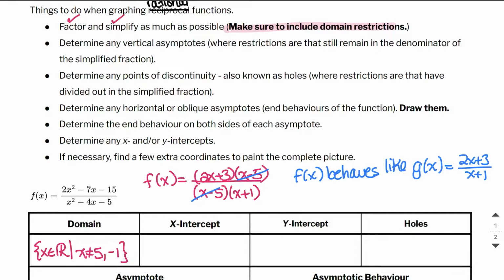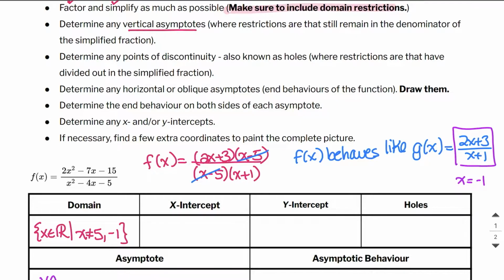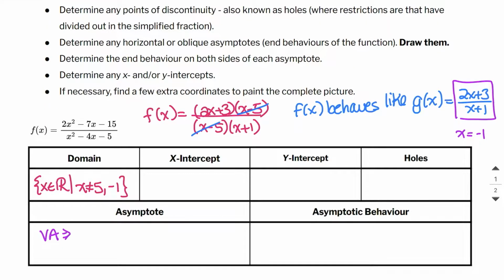So the next thing I want to do is determine any vertical asymptotes. So any vertical asymptotes are going to happen where I look at what's left over here and I see, are there any places here where x does not work? And it doesn't work when x equals negative 1. So I only have a vertical asymptote at x equals negative 1. So VA is going to be vertical asymptote. I'm going to say x equals negative 1.